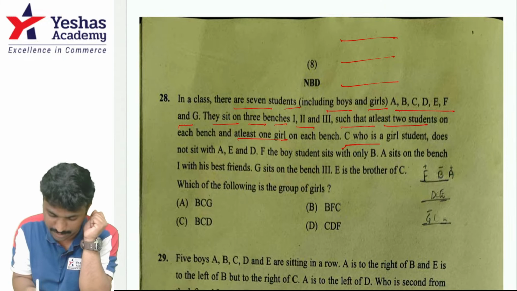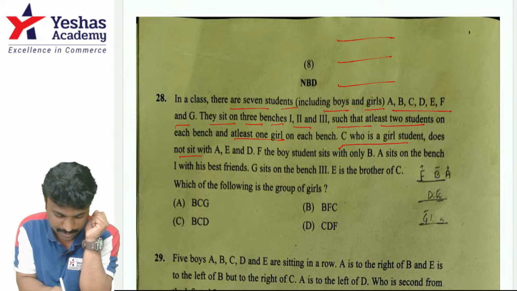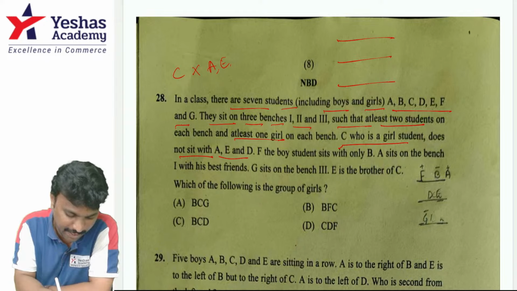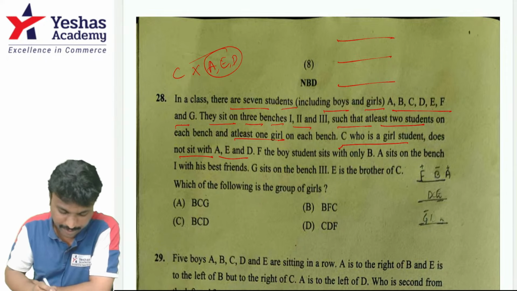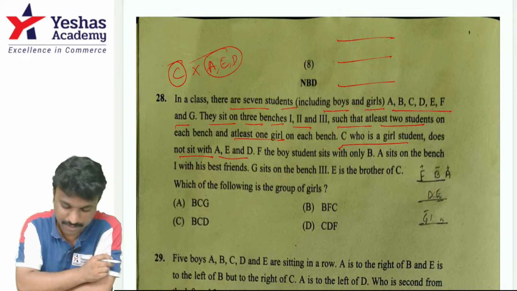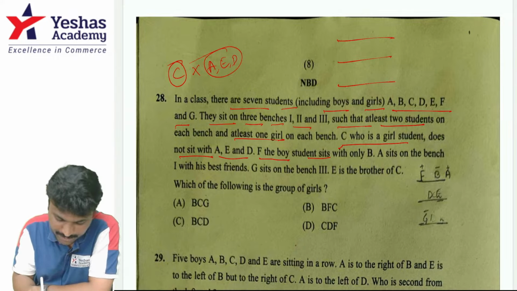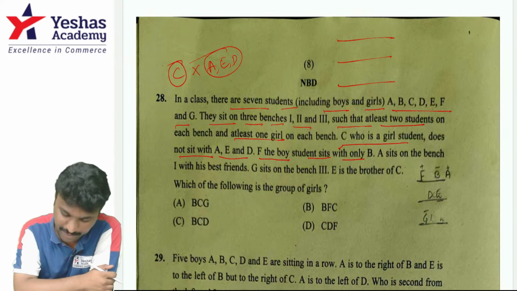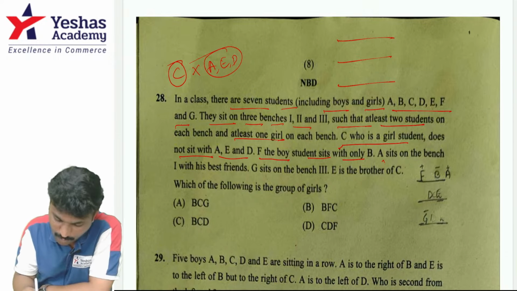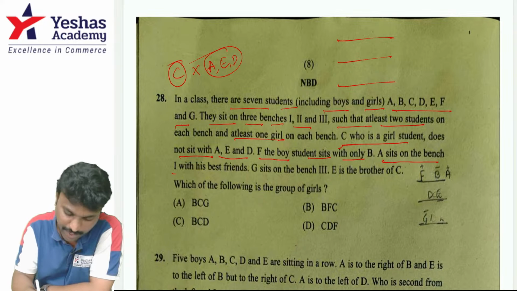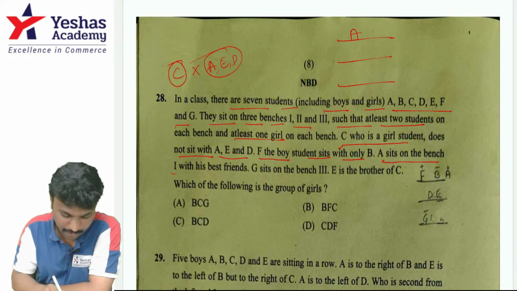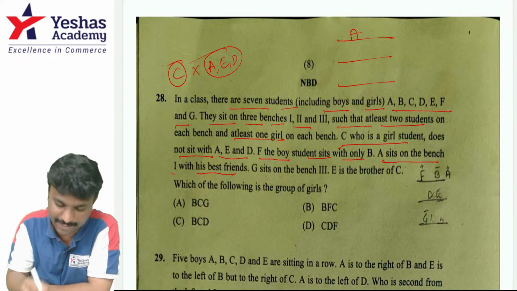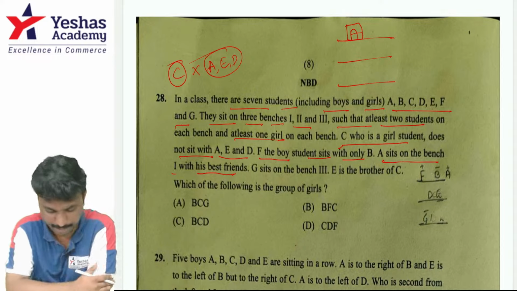C, who is a girl student, does not sit with A, E, or D. Okay. C is a girl. That means circle. F is a boy student, sits only with B. F and B sit together. A sits on bench 1 with his best friends. They are saying that means A is a male. Correct? A is a male.